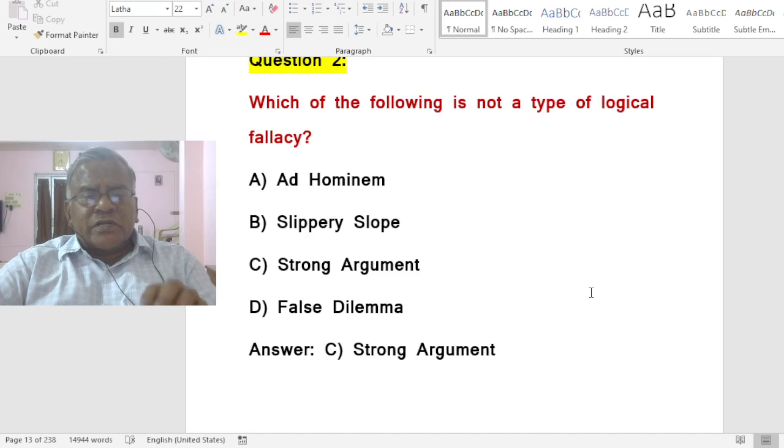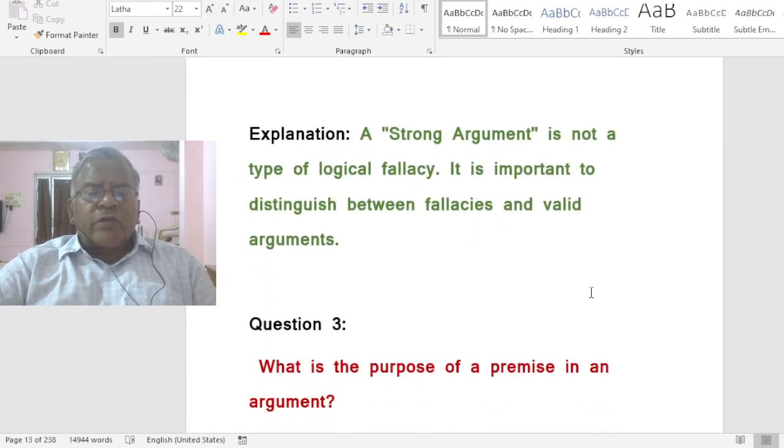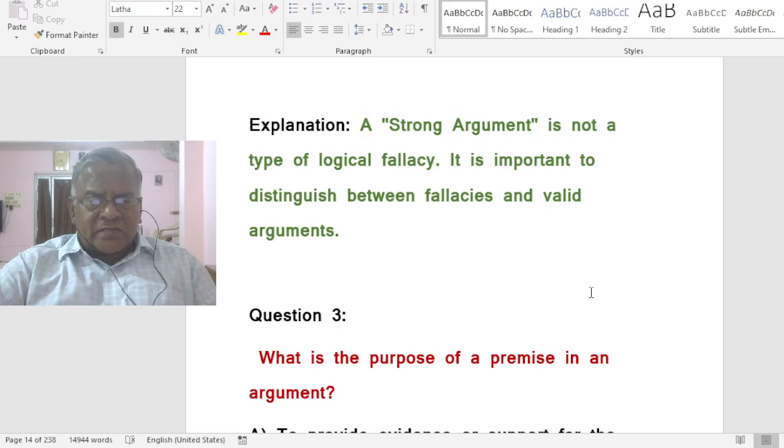So in this question, which of the following is not a type of logical fallacy? That is strong argument. A strong argument is not a type of logical fallacy. It is important to distinguish, make a difference between a fallacy and a valid argument.